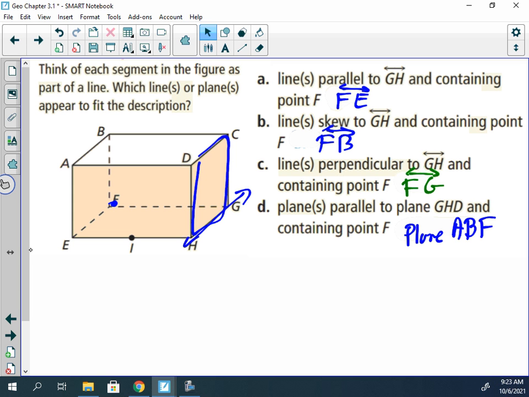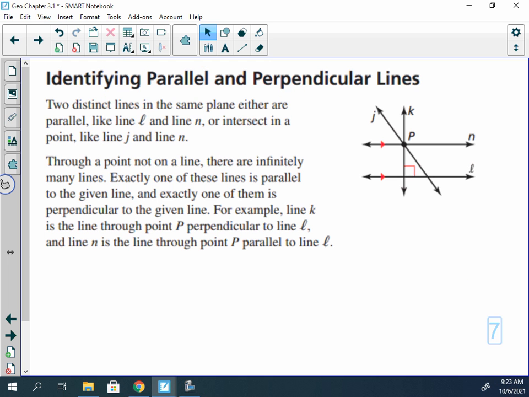Any questions on this here? Are you good with this here so far? Identifying parallel lines and perpendicular lines. Two distinct lines in the same plane are either parallel, like L and line N, or intersect in a point, like lines J and line N.